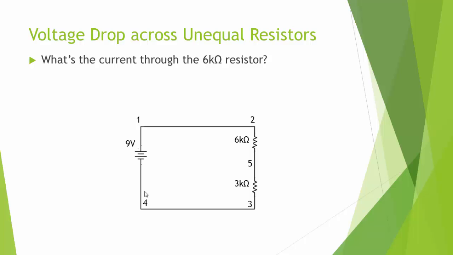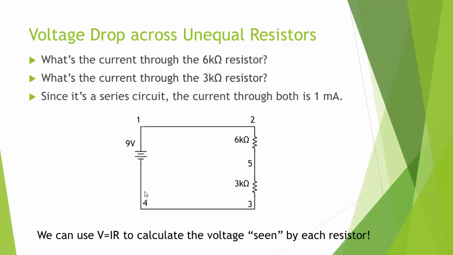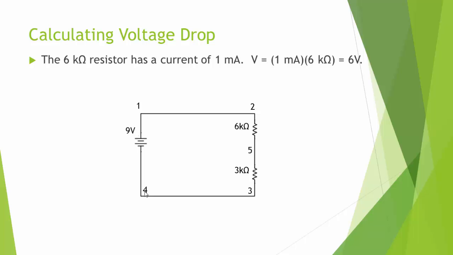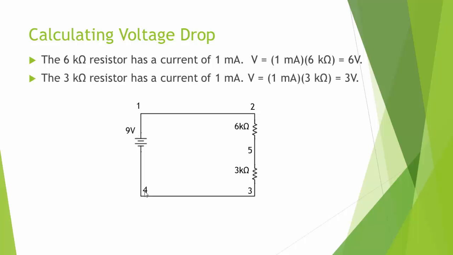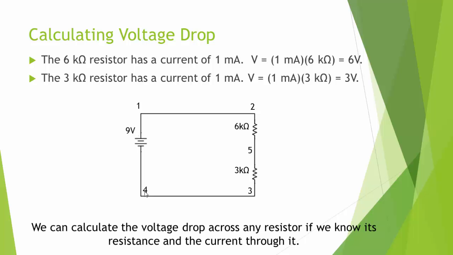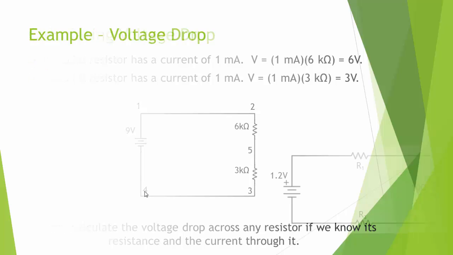So knowing the current through the 6 kilo ohm resistor, we can do a quick calculation, sum the two of them up. The overall resistance is 9 kilo ohms, so it's 1 milliamp. Well, the current has to be 1 milliamp through the 3 kilo ohm resistor as well. And then we can use V equals IR to calculate the voltage seen by each resistor. So the first resistor gets 6 volts of the potential, the second one gets 3 volts of the potential. V equals IR. And if we add them together, of course, the overall voltage drop is 9 volts. So what this means is we can calculate the voltage drop across any resistor as long as we know the resistance and the current through it.